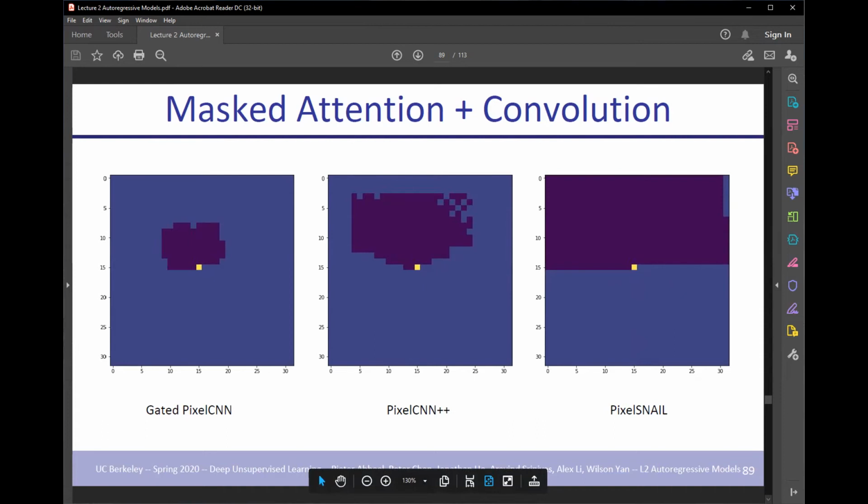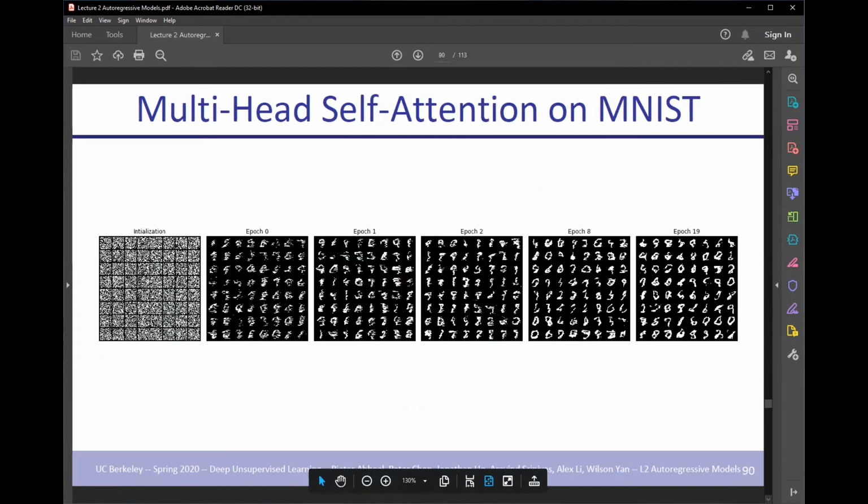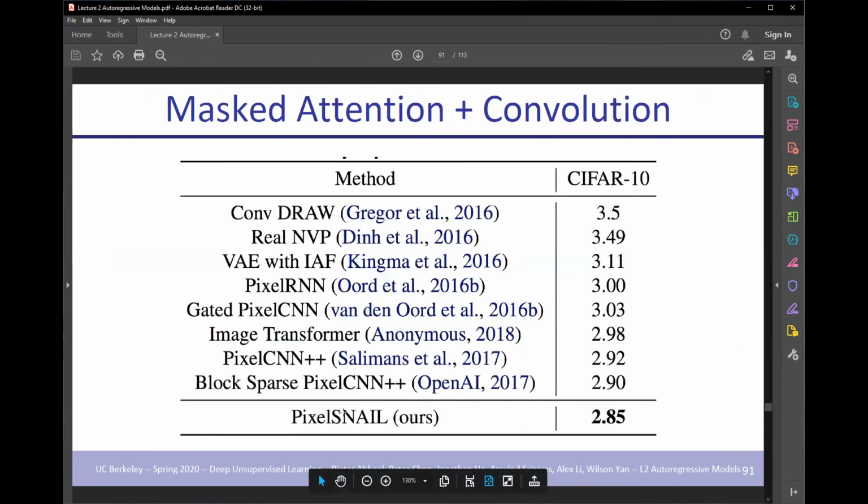Okay, so in the remaining time, he takes us very quickly through a bunch of ideas, which again he doesn't dive into in as much detail as he did with gated pixels or the Pixel CNN++, but which are still interesting. Just before we go there, the application of multi-headed self-attention on MNIST. You can see it begins to give reasonable results at the 20th epoch. And Pixel Snail, if you recall, we were at 2.9-something previously, and now we are down to 2.85.